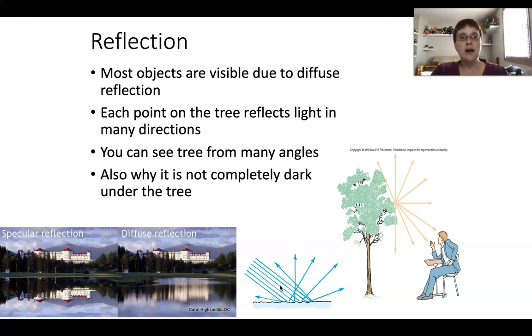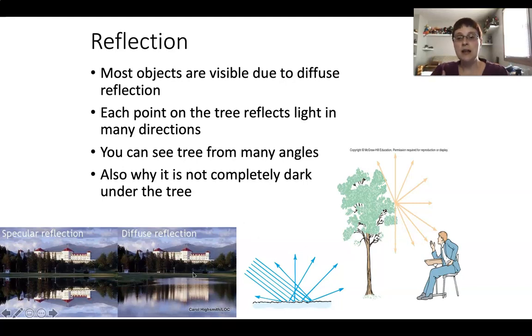This is also why when you walk in the forest, it's not completely dark under the tree, under the forest area, because some of that light, as you can see here, gets bounced down. And so this lights the under part of trees.